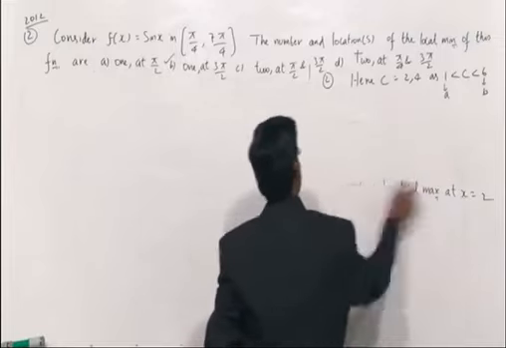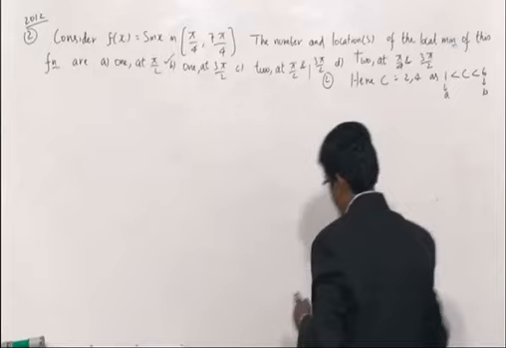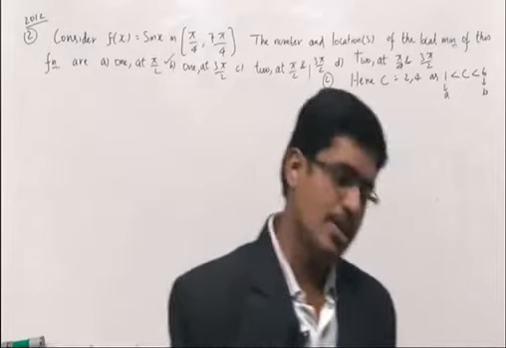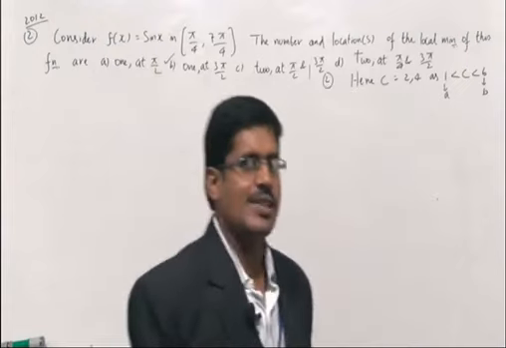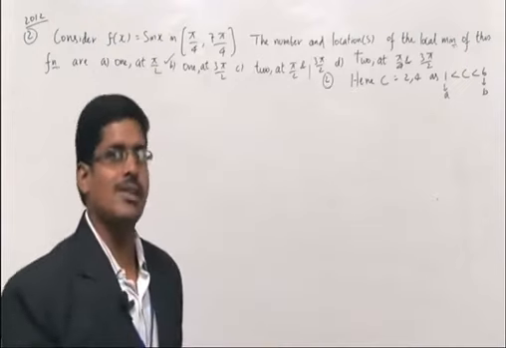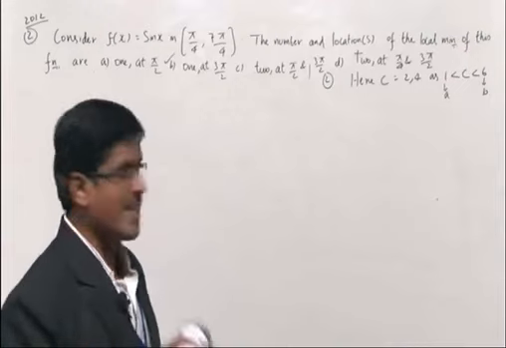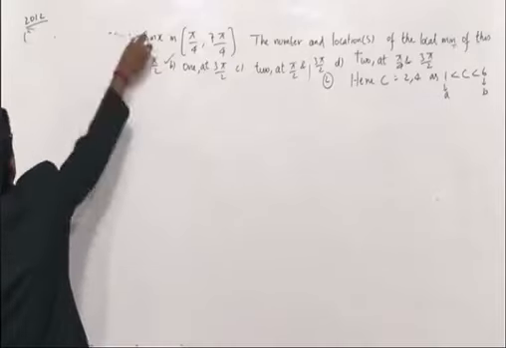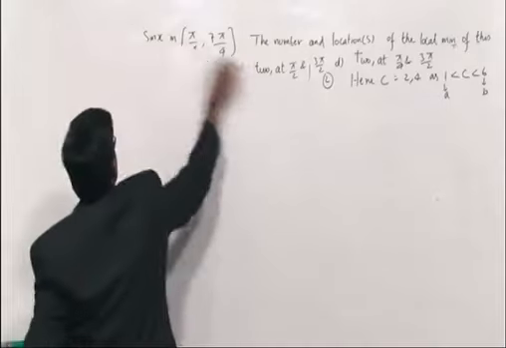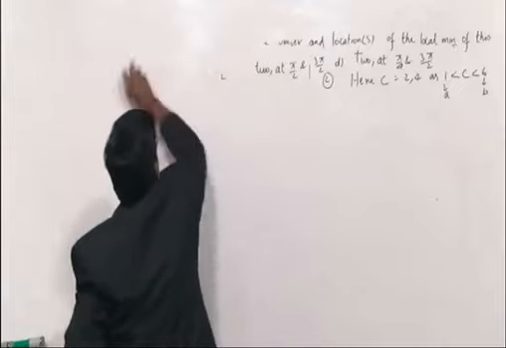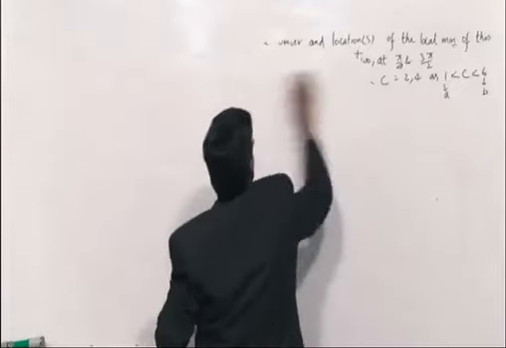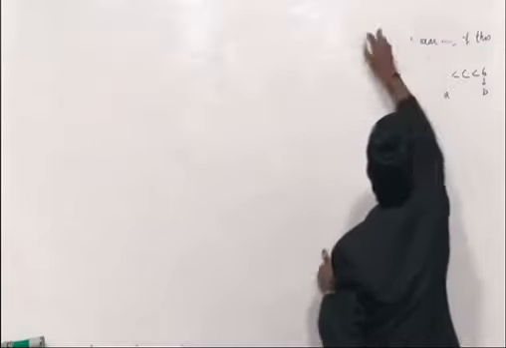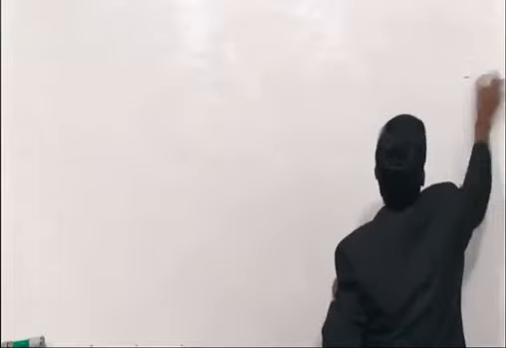Just remember the points where f dash x equal to 0 are called stationary points. The points x where f of x has maximum and minimum, that is called extreme points. The points x where f dash x equal to 0 or f dash x does not exist, that is called critical numbers or critical points. Okay. Stationary points, extreme points, critical numbers. Please remember.